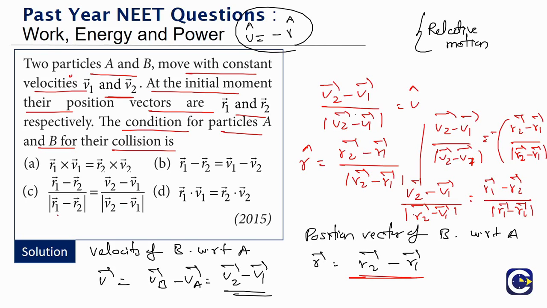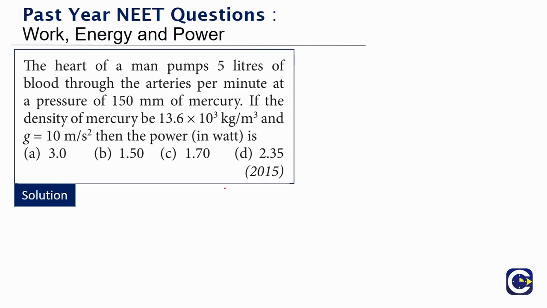So look at it. What is the correct answer? Option C. (R1 minus R2) by modulus of (R1 minus R2) should be same as what? (V2 minus V1) by modulus of (V2 minus V1). So the relative position vector and relative velocity vector should be in the opposite directions. That is the condition for the meeting to happen or the collision to happen. Okay. The correct answer is option C. We'll go to the next question.